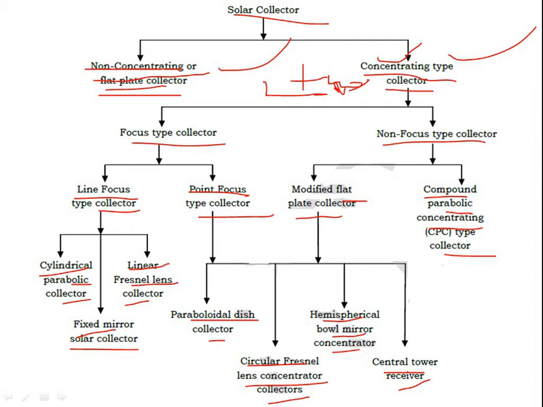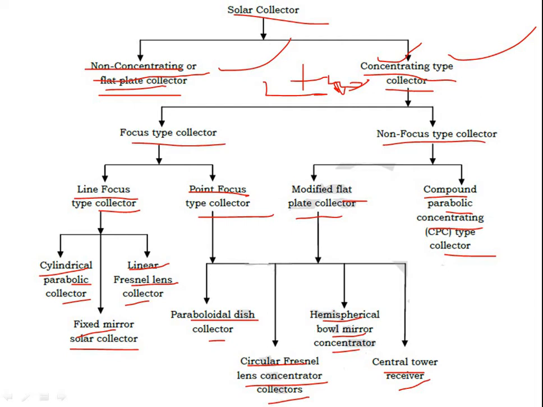To improve their efficiency, the collector should be movable by a tracking system so as to make the collectors always face the sun when the sun moves through the sky. The line focus type collectors require one axis tracking, while the point focus type collectors require two axis tracking.